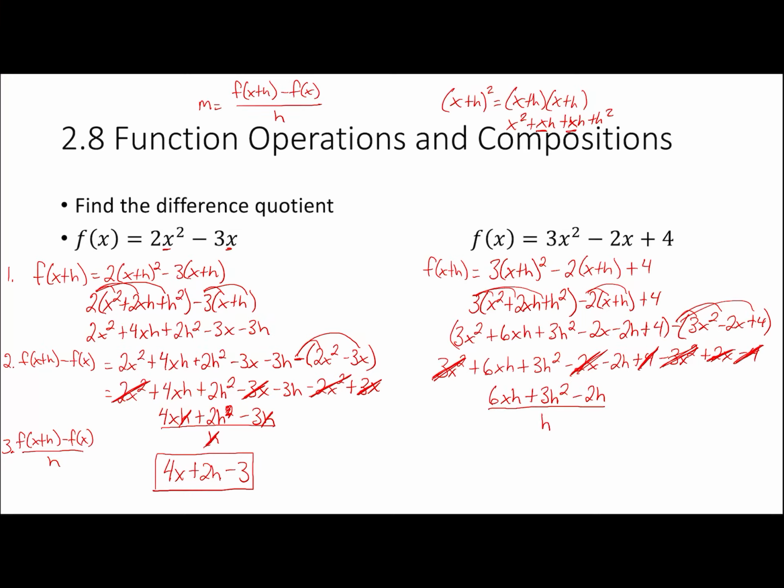So there's step 2. Step 3 is then to take that and divide by h. And so when you divide all of that by h, again, this h on the bottom cancels one h out of each term. So this one is going to cancel this h, one of these h's, and this h. And so then our final answer is what's left. So it's 6x plus 3h minus 2.